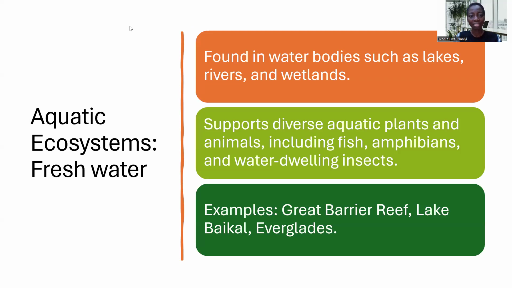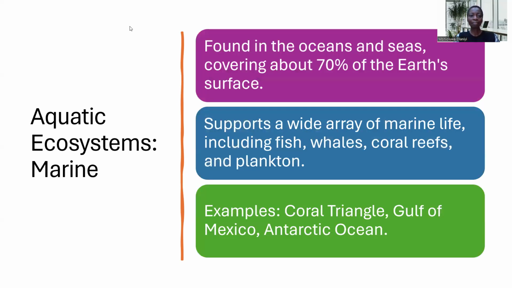Aquatic ecosystems, let's look at first the freshwater aquatic ecosystems. They are found in water bodies such as lakes, rivers, and wetlands. They support diverse aquatic plants and animals like fishes, amphibians, and some water-dwelling insects. An example of the freshwater aquatic ecosystems include the Great Barrier Reef and the Everglades.